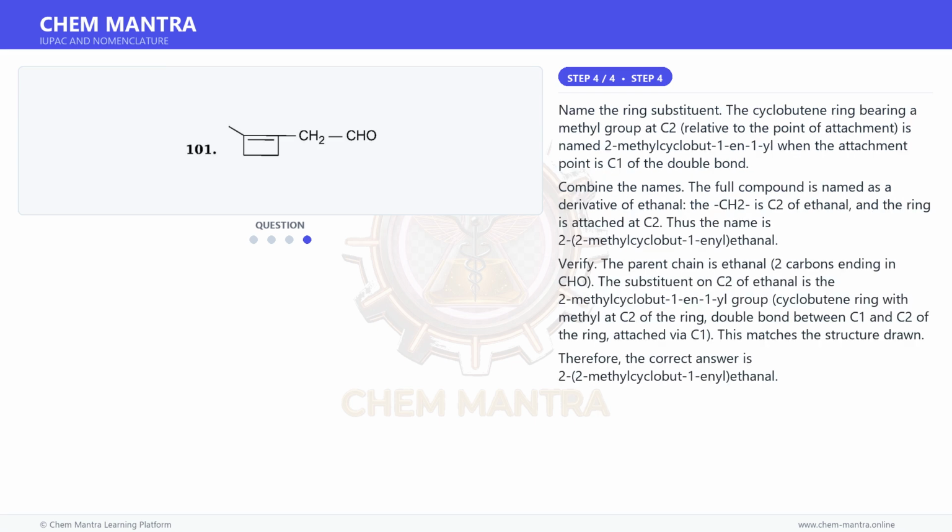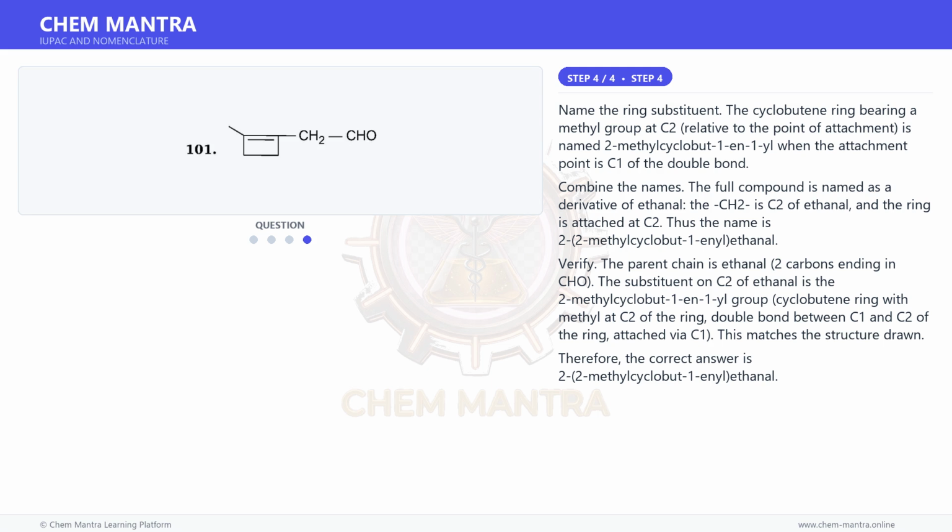And for the final step, name the ring substituent. The cyclobutene ring bearing a methyl group at C2, relative to the point of attachment, is named 2-methylcyclobut-1-en-1-yl, while when the attachment point is C1 of the double bond.